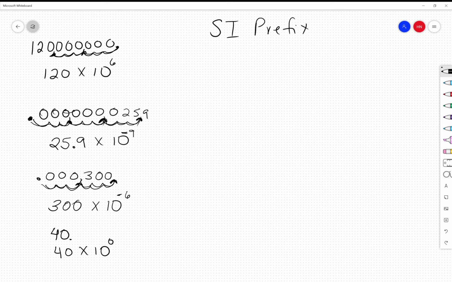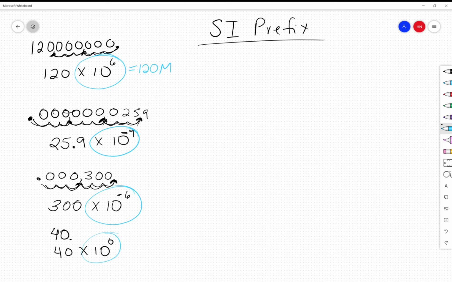So for the SI prefix notation, what you need to know is that whenever I have a number such as this one on the left, 120 times 10 to the 6th power, instead of saying times 10 to the 6th power, I can just say 120 mega, whatever units we're talking about. Instead of saying times 10 to the -9, I would say nano. Instead of saying times 10 to the -6, I would say micro. And this one I wouldn't say anything because it's the base unit.